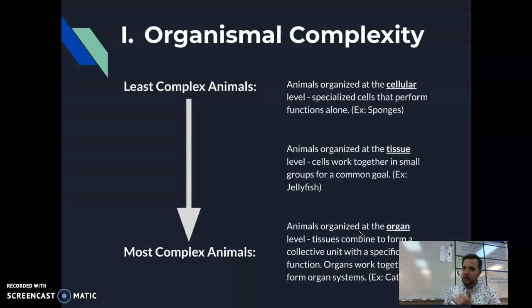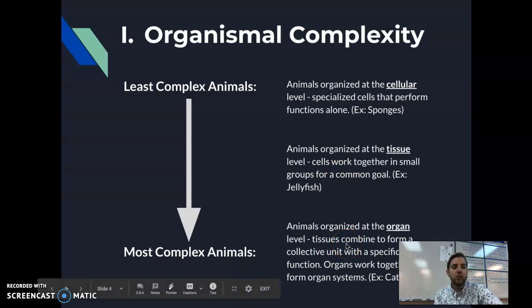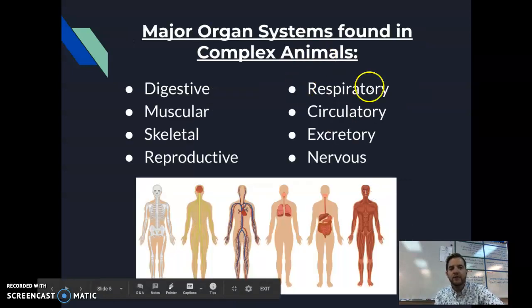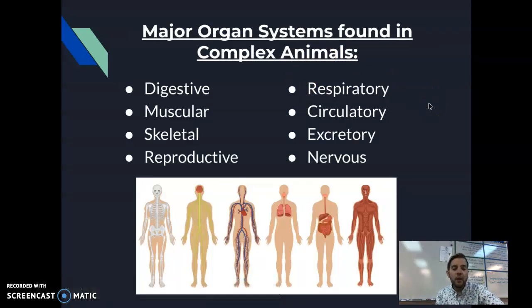So things like the liver, the brain, the muscles, etc. So those tissues combine together into organ systems. The organ systems that are found in complex animals are digestive, muscular, skeletal, reproductive, respiratory, circulatory, excretory, and nervous systems. So those are kind of the big 8. There's, of course, a few others. There's the endocrine system, but these are kind of the big 8 that we see in complex animals.